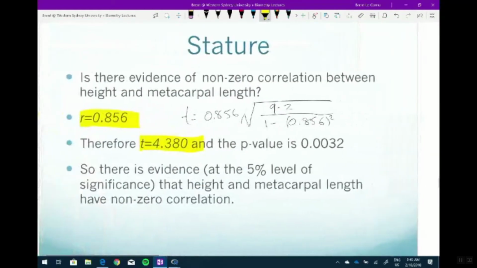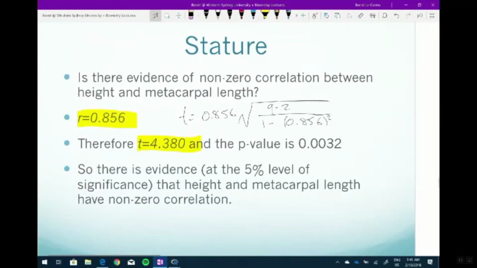So there we go. So what did we just do? We just did a hypothesis test. We were looking for evidence that the correlation was significantly different from 0. And we've got evidence of that. That's a very small p-value, right? Definitely smaller than 5%, our most commonly used significance level. Smaller than 1% even. So we have evidence to suggest that your height, your stature, and the length of your metacarpal bone are correlated, okay? There is something going on. There is some relationship between them, possibly, okay? That's what the statistics is telling us.